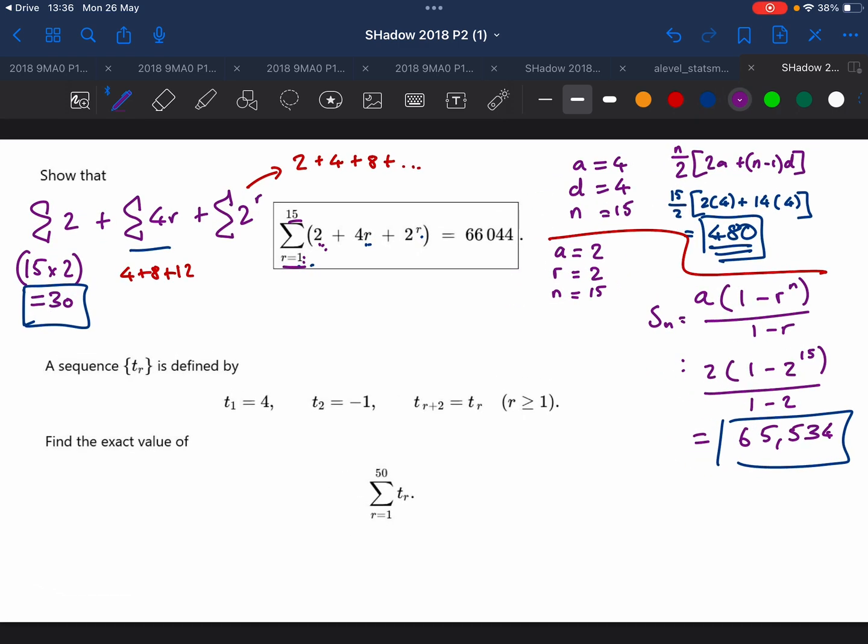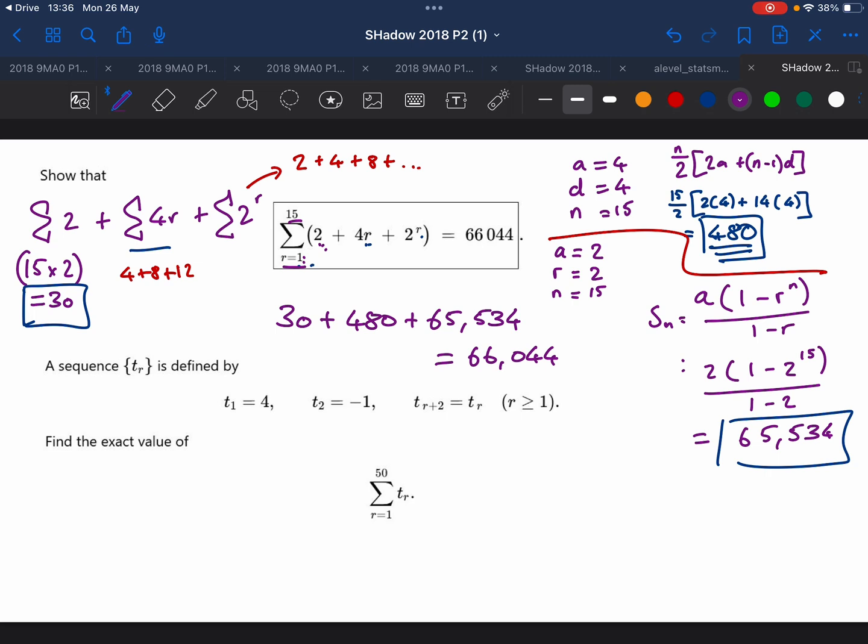Okay, so finally, I'm going to say that the sum of this whole thing should be 30 plus 480 plus the number that we just worked out. And this should hopefully be 66,044. So plus 30 plus 480. Yes, that is in fact what it is.